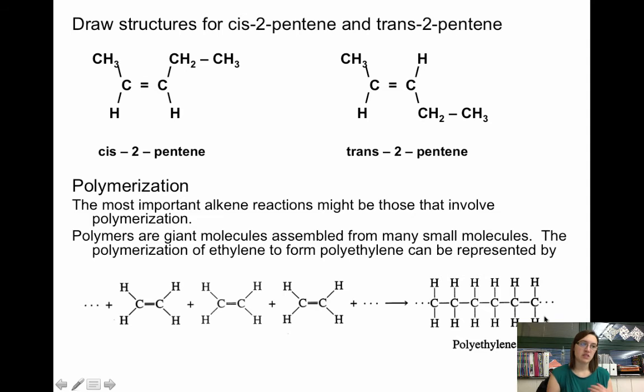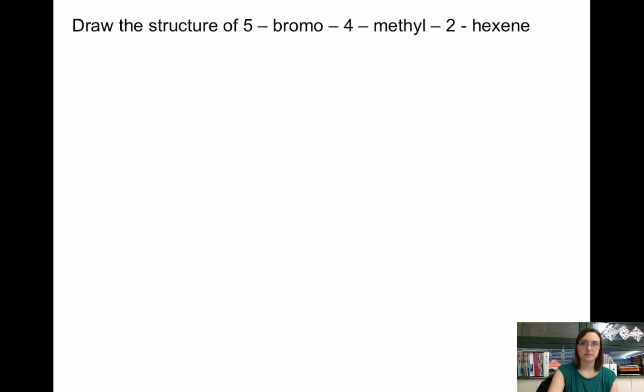So like PVC, that's a polymer. Styrofoam is a polymer. Different plastics are polymers. So you really see polymers all over the place. And polymerization is how we actually can take an alkene or an alkyne and form something else with it.